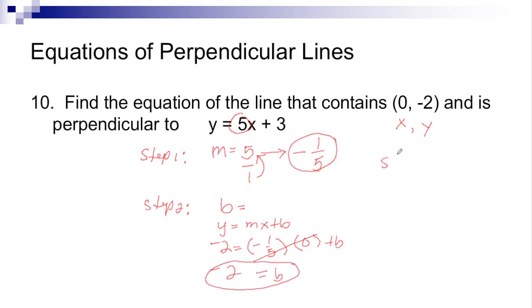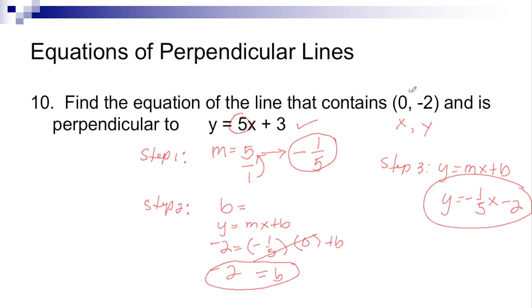And for the last step, write the equation perpendicular to y equals 5x by using y equals mx plus b, and let us plug in the slope, which is negative 1/5 x, and your b is negative 2. So this is now the equation perpendicular to this that contains this point.